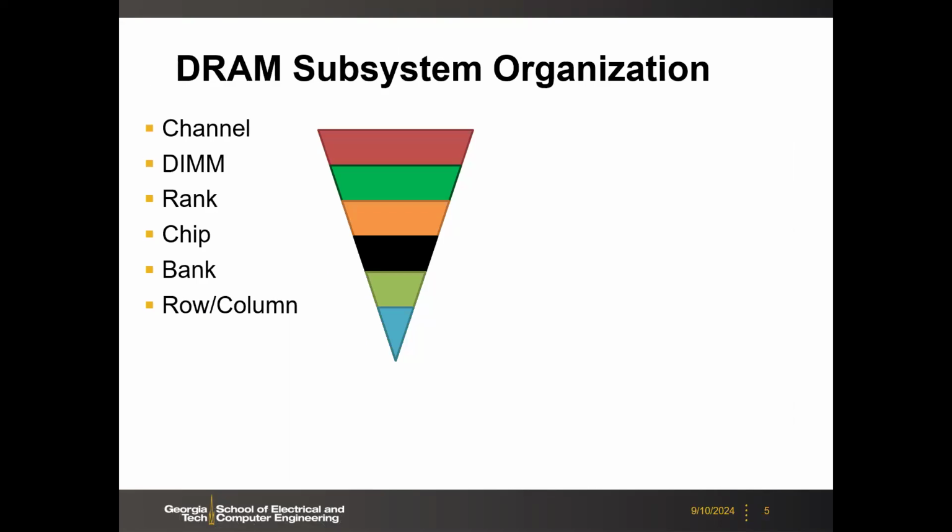So let's talk about the DRAM subsystem from the organization point of view. Here are some terminologies you want to be familiar with. Top down, we have the channel, DIMM, rank, chip, bank, and then maybe we have the mat in between, and then row and column. So what is that?